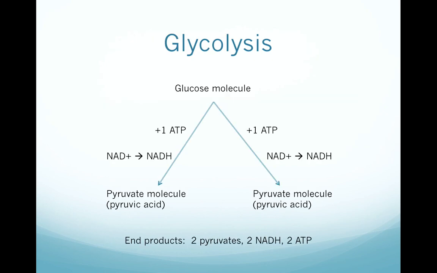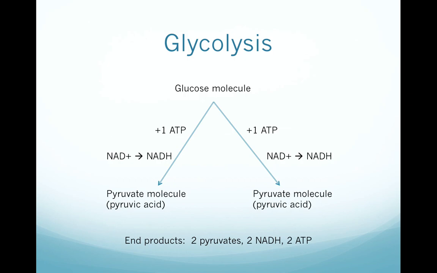In glycolysis, a glucose molecule is broken down into 2 pyruvate molecules. These molecules can also be called pyruvic acid, so don't let that confuse you. Your textbook uses both terms, and you'll hear me use both terms, but pyruvic acid or pyruvate, they're pretty much interchangeable for our purposes. So in this process of the glucose molecule being converted into 2 pyruvates, 2 ATP molecules are also produced, 1 for each pyruvate.